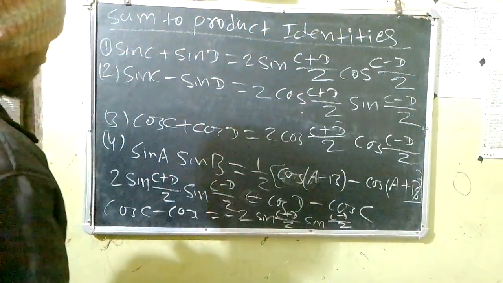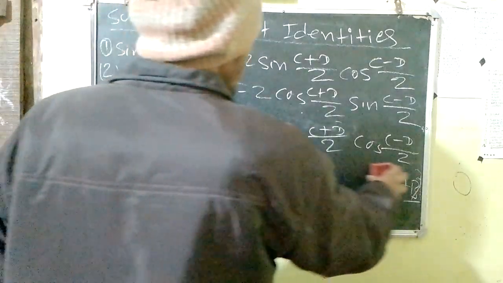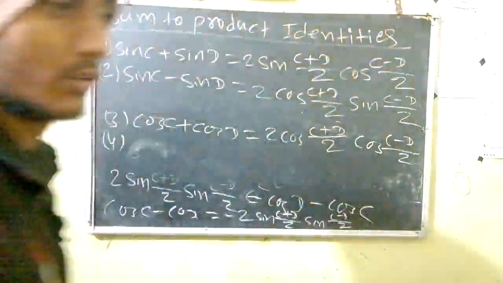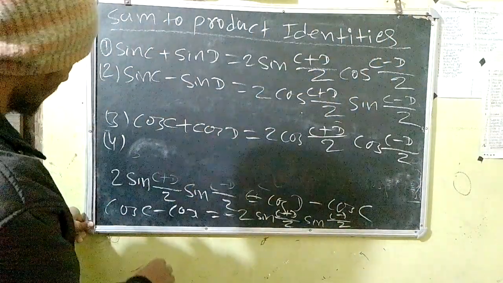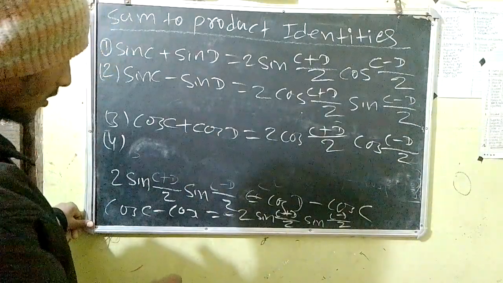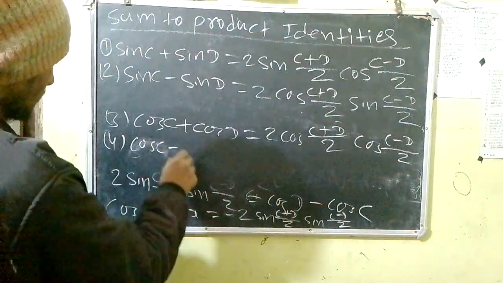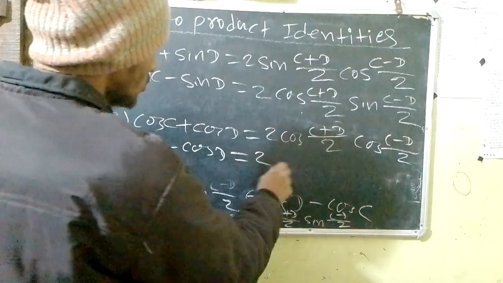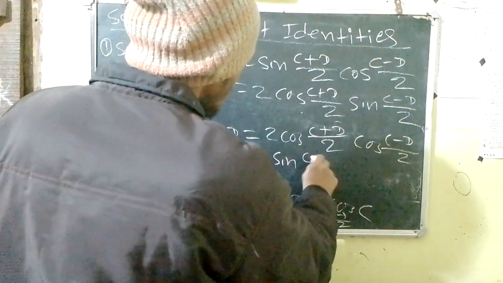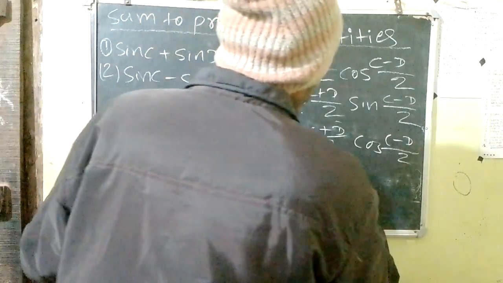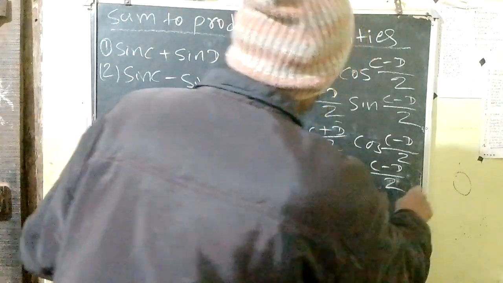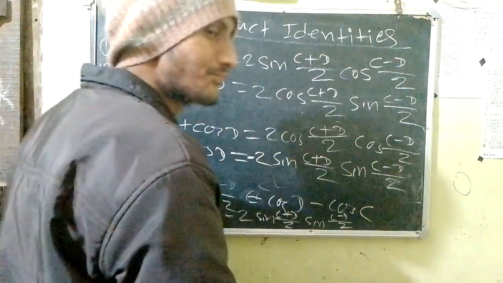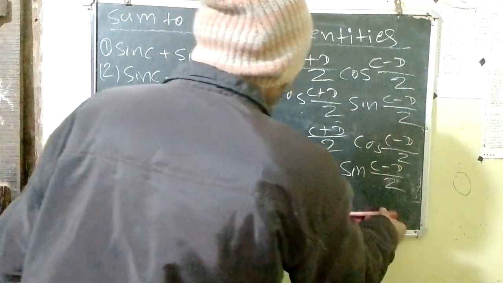So what do we have here? Let's write this down. We have what cosine C minus cosine D is equal to. This is equal to 2 sine C plus D over 2 times sine C minus D over 2. Wait a minute. It should be a minus sign here. I missed this minus sign. You can write it in another way as well. What is that another way?